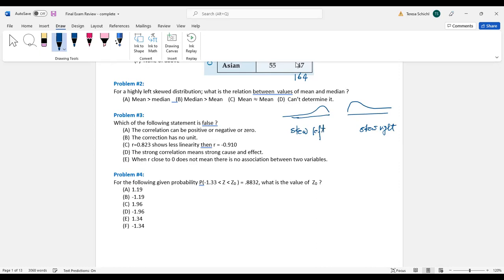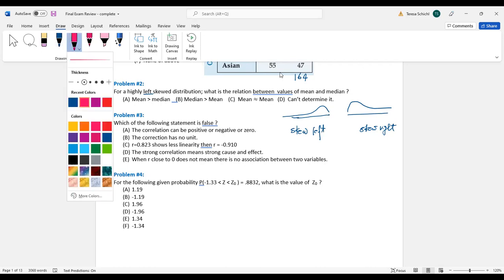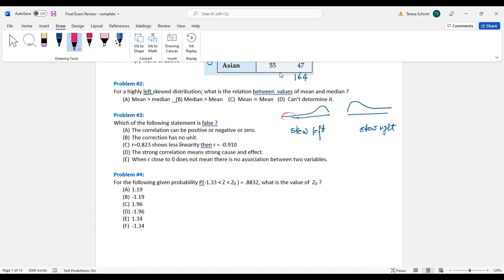Okay, now let's say we have a highly left-skewed distribution. That means I have a long tail to the left here. We know the left values are the smaller values, so you have a lot of smaller values around here. The average is you add everything together and divide by the number. Because you have those smaller numbers, it is going to average down, so your mean will probably be here, because it is dragged down by those small numbers.